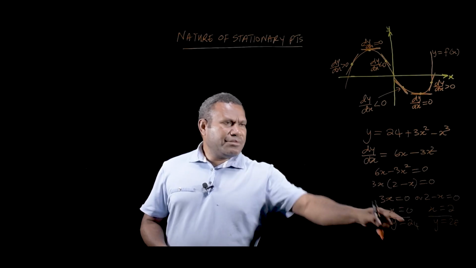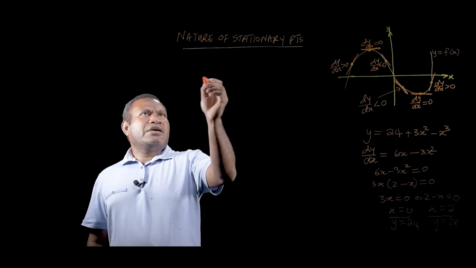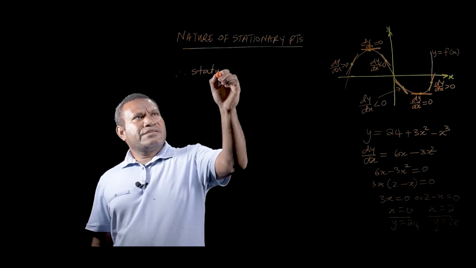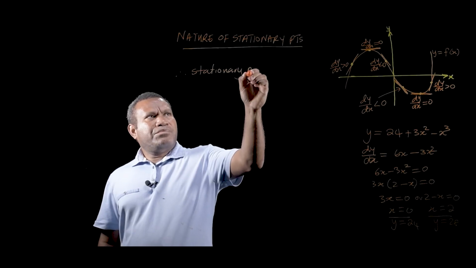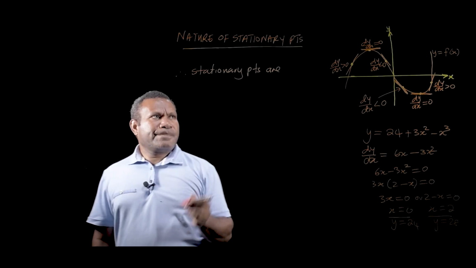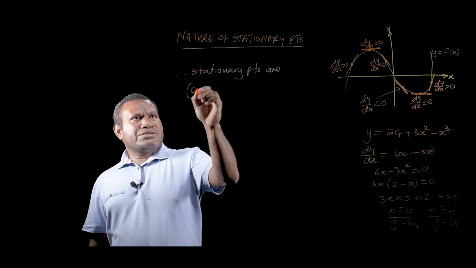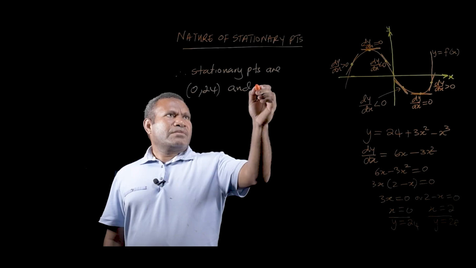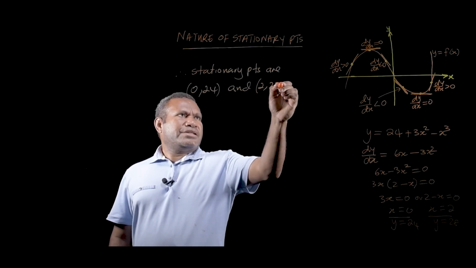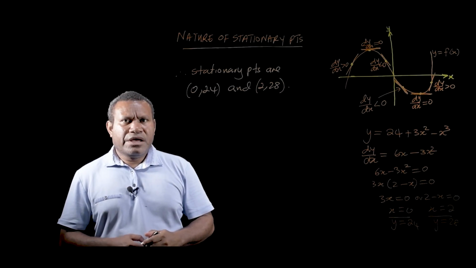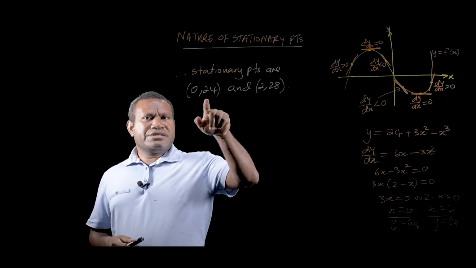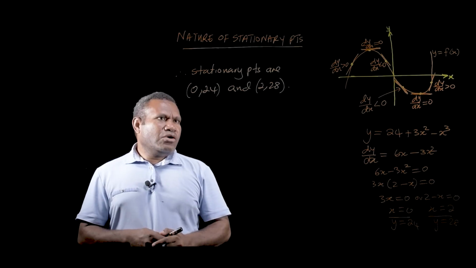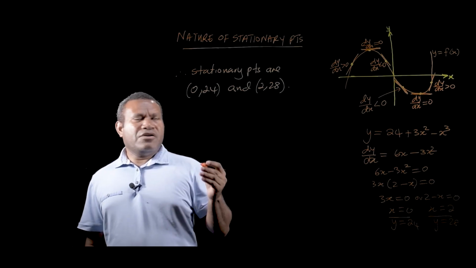Therefore, we will say these are the points, but we have to state it properly. Therefore, we will say the stationary points are (0, 24) and (2, 28). In order to determine whether this is a maximum or minimum turning point, or stationary point, we have to determine the nature of the turning points.